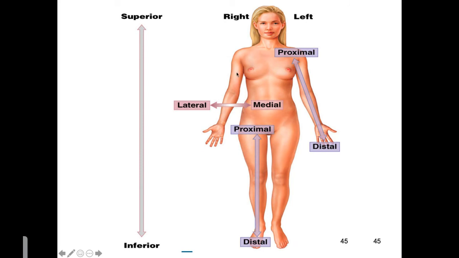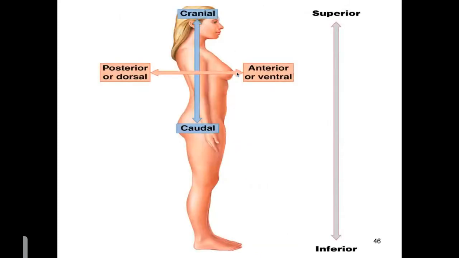Superficial and deep. Superficial is everything we see here on the surface. Deep is when you move deeper into the body. So the epidermis of the skin is superficial. If we move deeper, we're getting to the dermis. If we go deeper than that, hypodermis or subcutaneous.